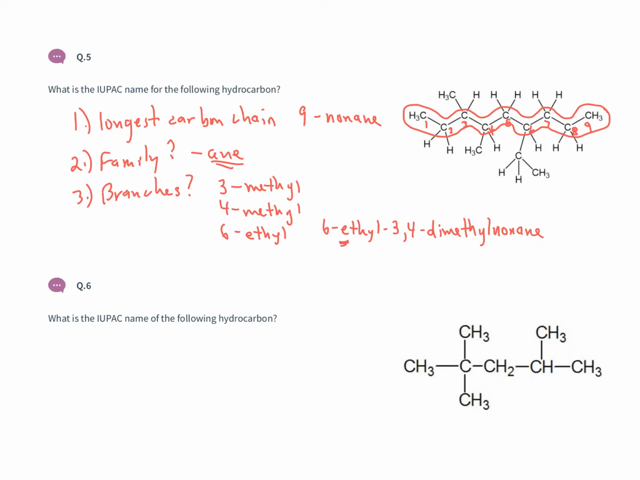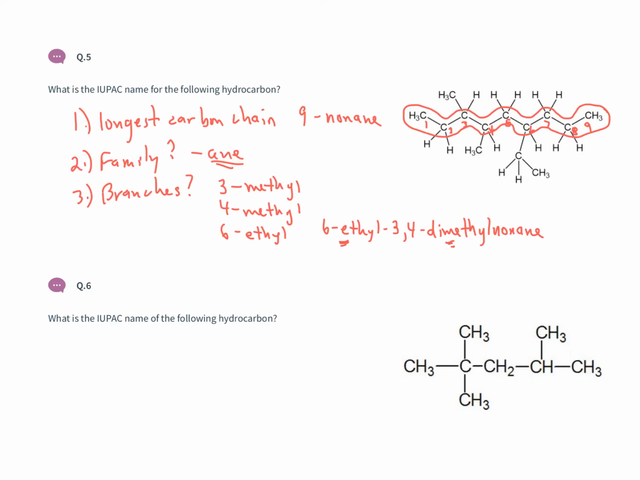We put these in alphabetical order, so the ethyl comes before the methyl. The di does not play a role in alphabetizing these branches off that main chain. But longest carbon chain is 9. It's an alkane family. And then our branches, I've got a methyl group on the third and the fourth carbon and an ethyl group on the sixth carbon.